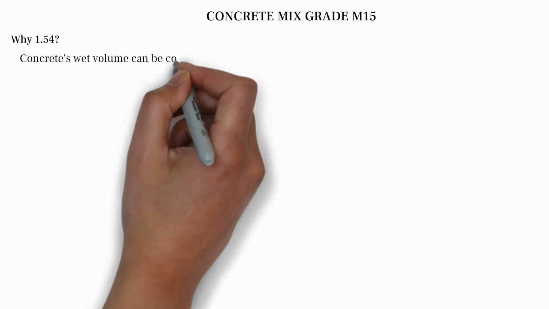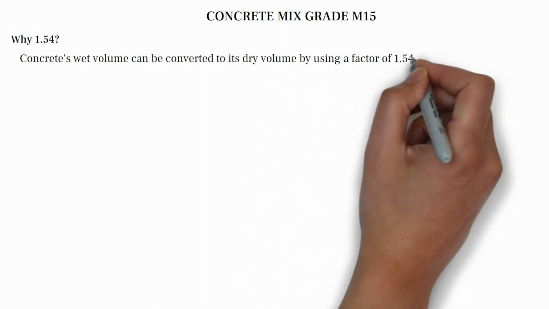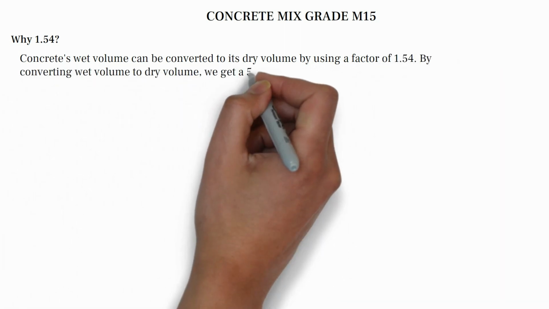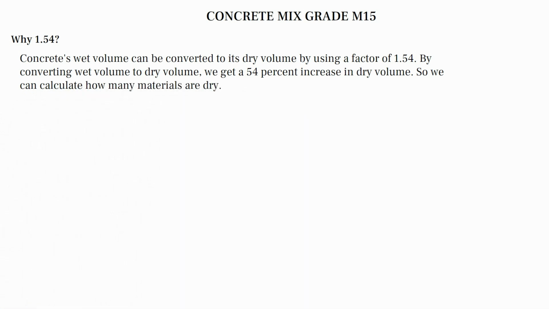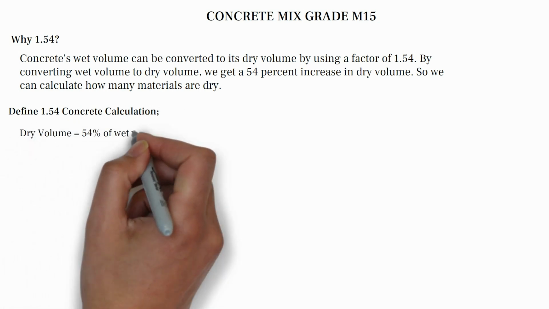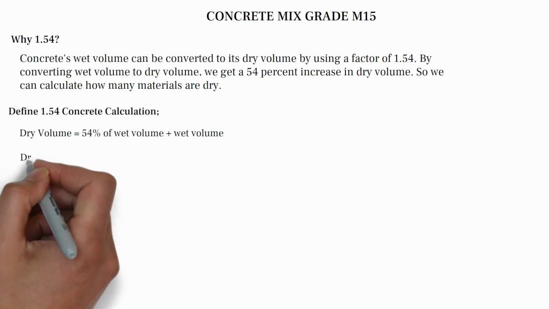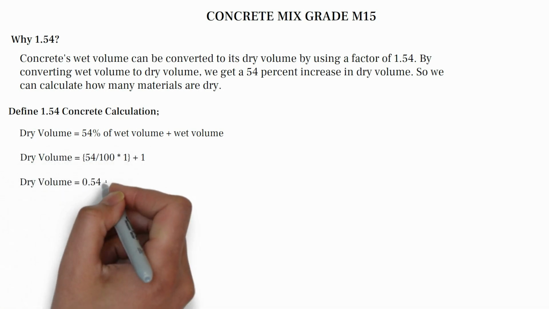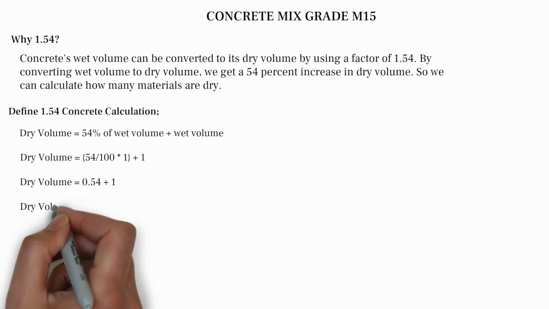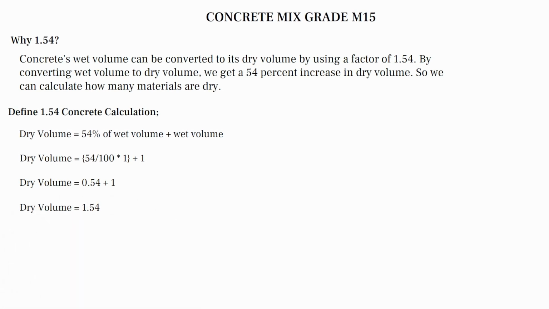Why 1.54? Concrete wet volume can be converted to its dry volume by using a factor of 1.54. By converting wet volume to dry volume, we get a 54% increase in dry volume, so we can calculate how many materials are dry. Dry volume equals 54% of wet volume plus wet volume. Dry volume equals 54 divided by 100 multiplied by 1, all bracket, plus 1, equals 0.54 plus 1. We have 1.54. Therefore, to make 1 meter cube of wet mix concrete, we need 1.54 meter cube of dry mix.